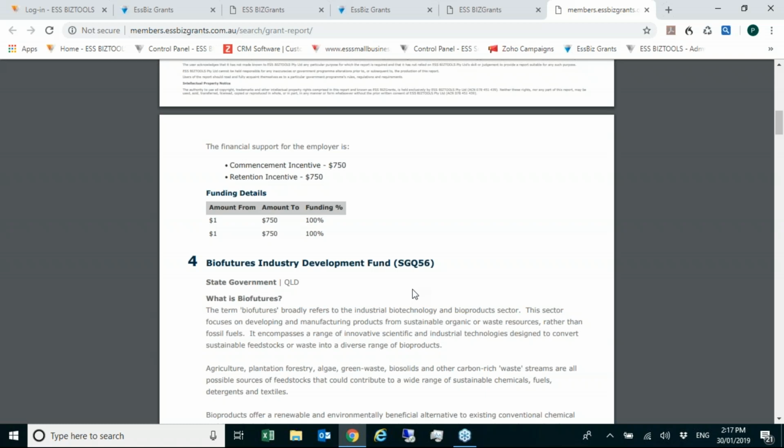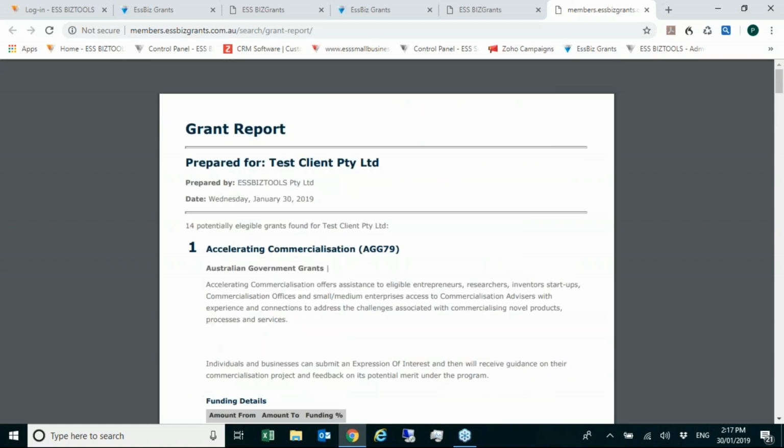Wonderful. Just with the ESS BIZTOOLS grant platform, so the report actually comes out already pre-branded, is that correct? This is the report here. Yeah. So that will have your name there.